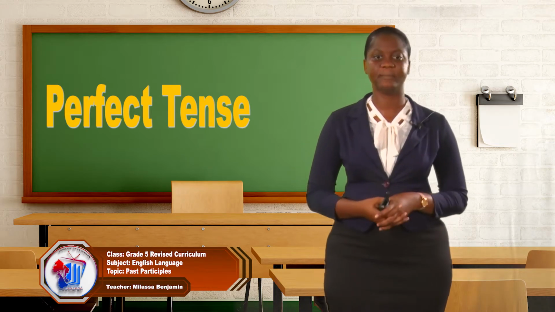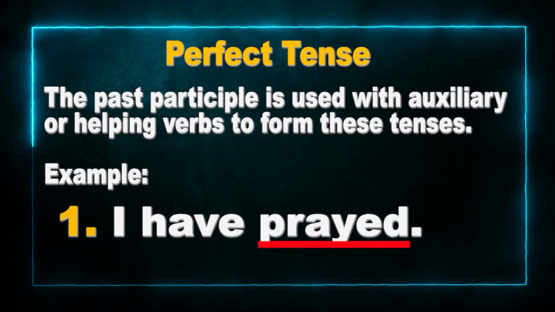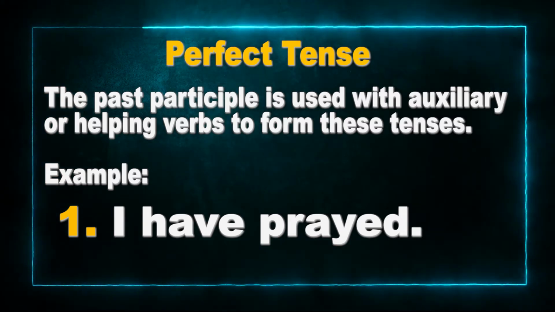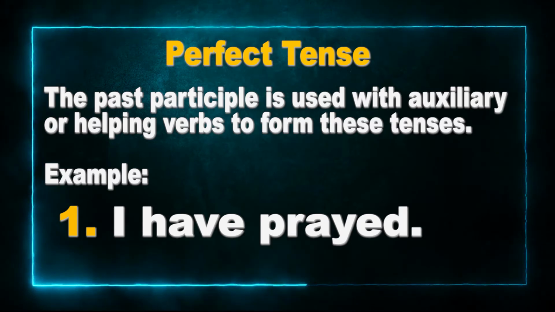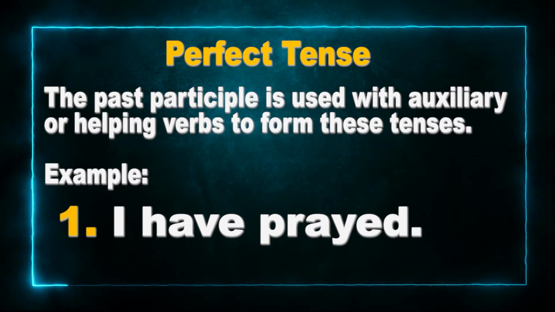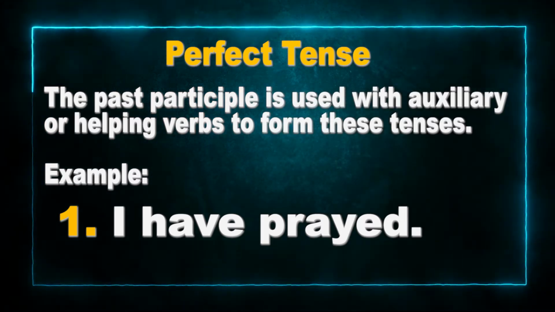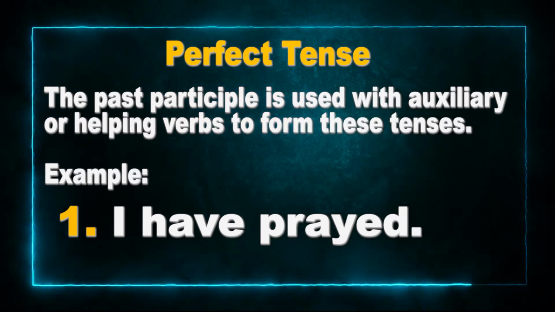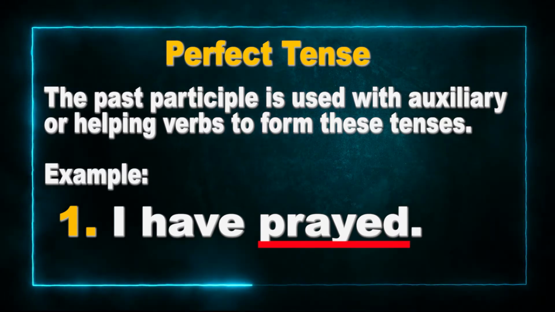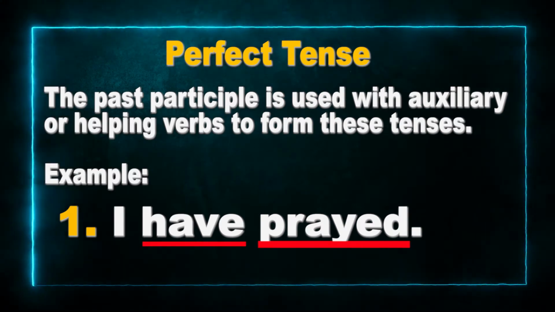Let's look at some examples. We have, I have prayed. Now, this action seems to be perfected. Now, what does that mean? It refers to an action that was either completed in the past or started in the past and still continues now. So we have, I have prayed, prayed being past participle and have being the auxiliary verb.